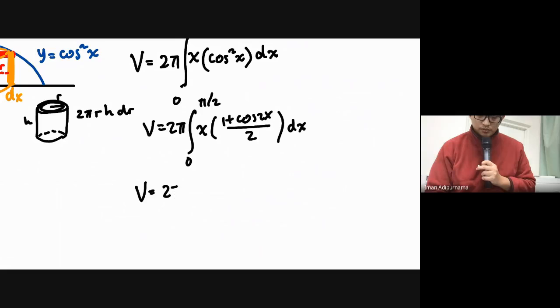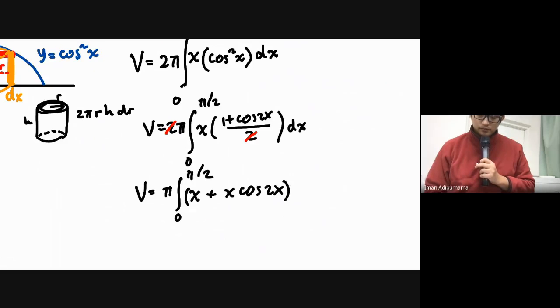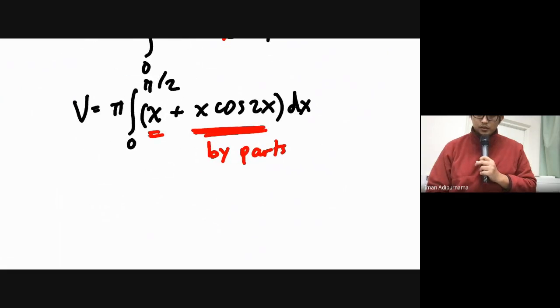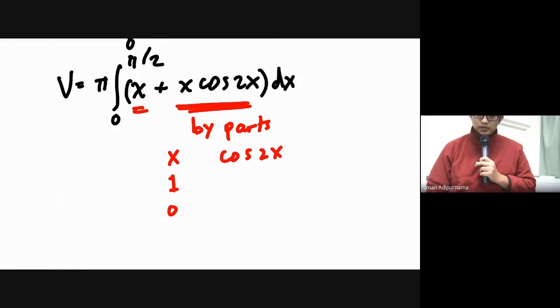I will cancel the 2 directly, right? And then I will have x plus x cos 2x. Okay, x is easy to integrate, and x cos 2x is a typical problem for integration by parts. So you have x and cos 2x as two elements. The first one is easy to differentiate, becomes 0, and cos 2x you can integrate to sine 2x over 2, and then it will be negative cos 2x over 4.